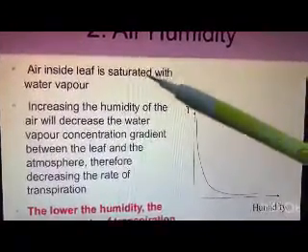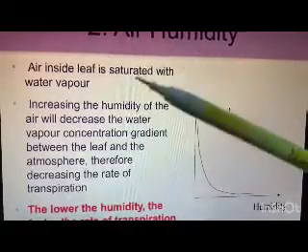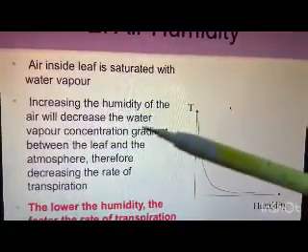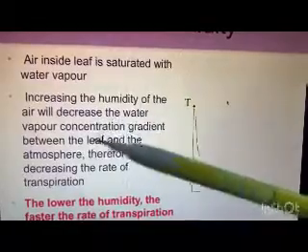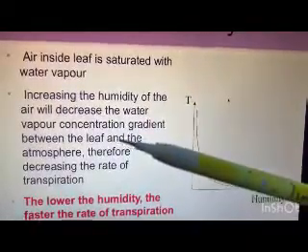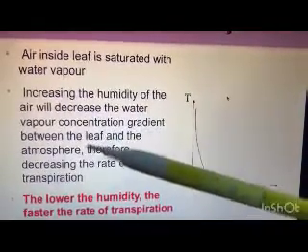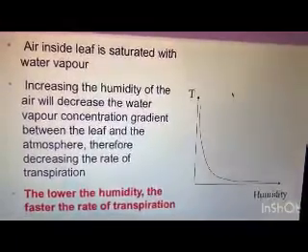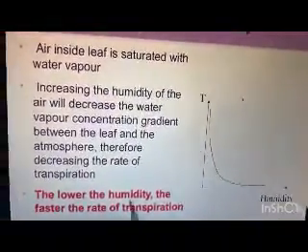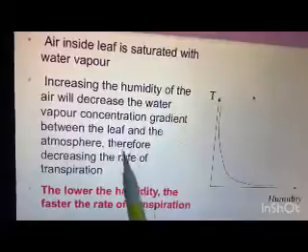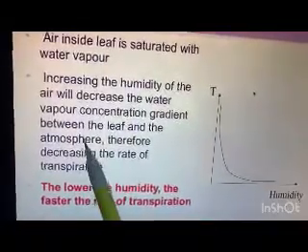Number 2 is air humidity. Air inside the leaf is saturated with water vapors. Increasing the humidity of the air will decrease the water vapor concentration gradient between the leaf and the atmosphere, therefore decreasing the rate of transpiration. So how is the rate of transpiration decreasing?